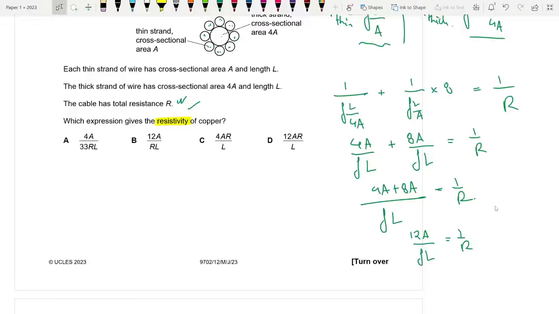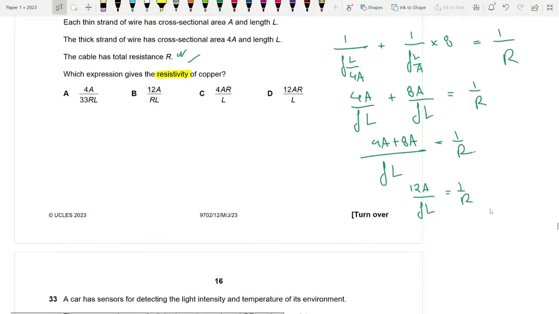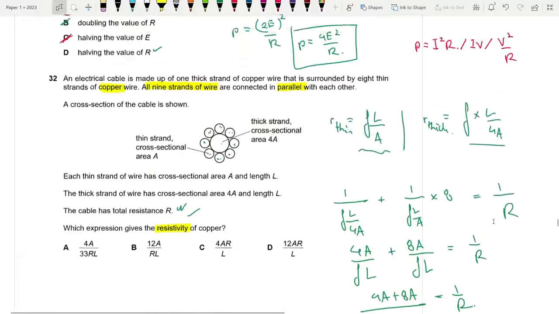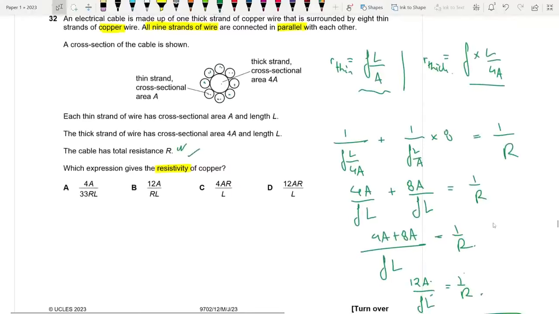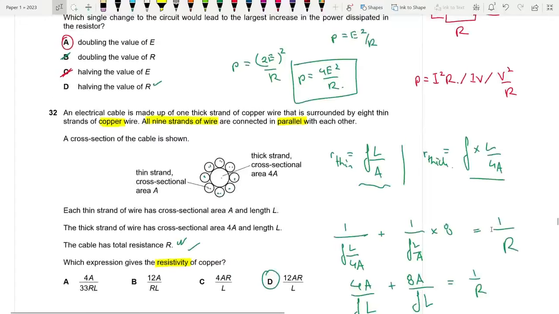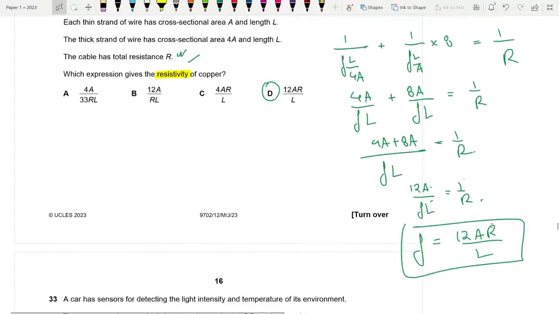We need to make the resistivity the subject. So after cross multiplication, rho is equal to 12AR by L: 12A times R, rho comes to that side on the top and L goes down. 12AR by L. So yeah, I am going to go with D, which is the mark scheme answer. So yeah, this was pretty complicated. I think this was the hardest question in the paper till now. Okay, so this was a hard one.